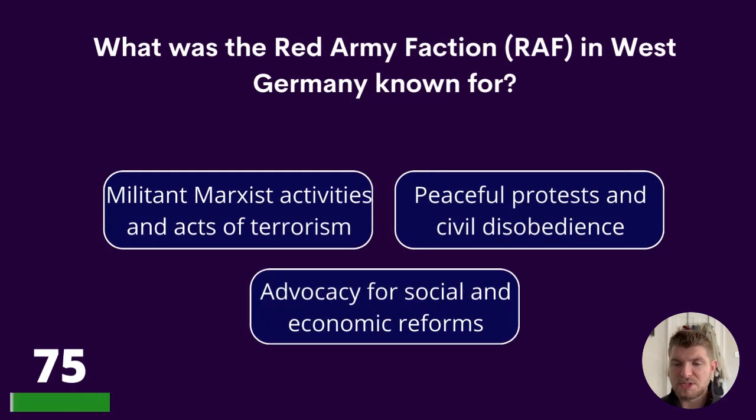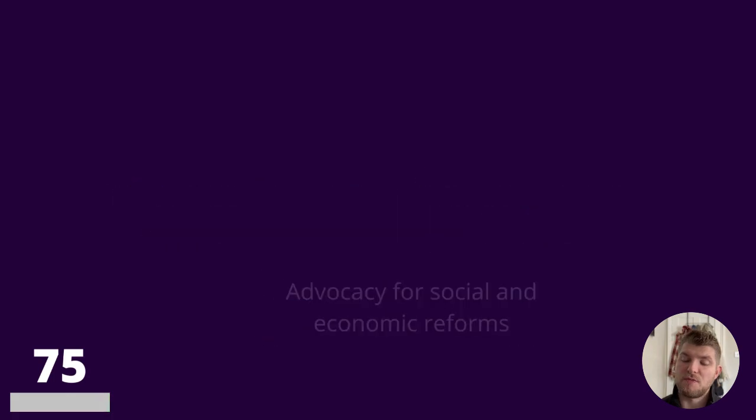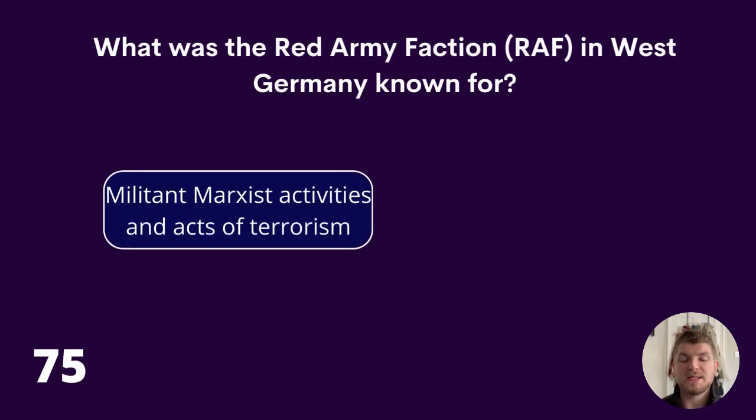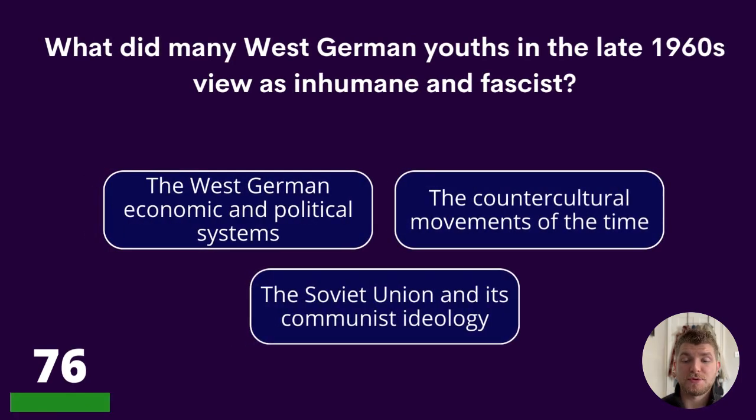75. What was the Red Army faction, RAF, in West Germany known for? Militant Marxist activists and acts of terrorism, peaceful protests and civil disobedience, or advocacy for social and economic reforms? The answer is militant Marxist activities and acts of terrorism. We are 3/4 of the way through this quiz.